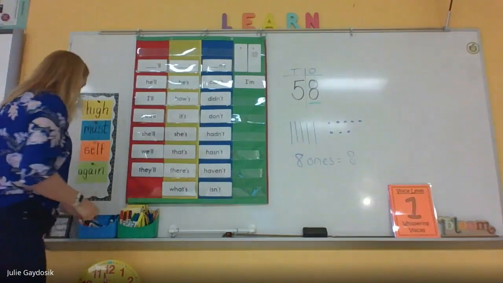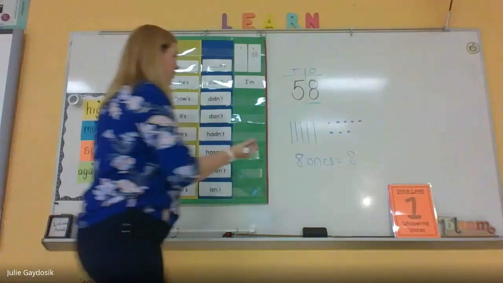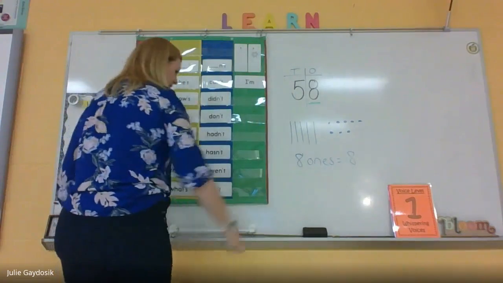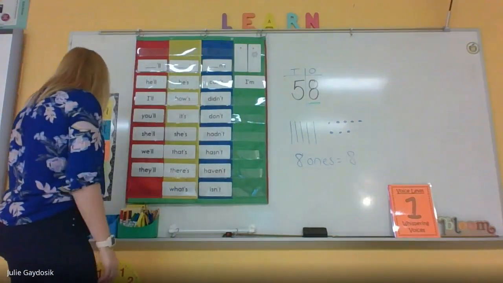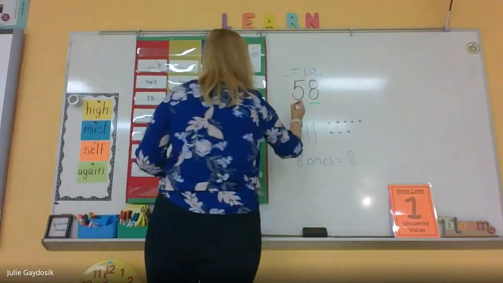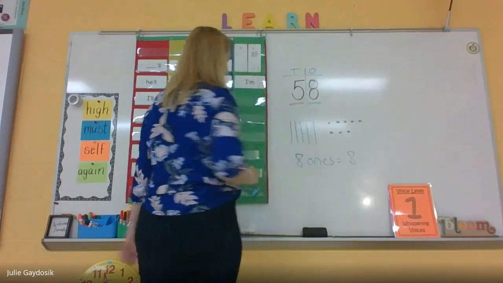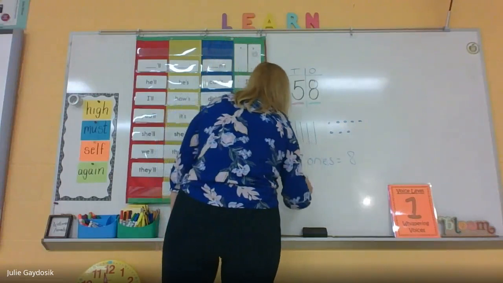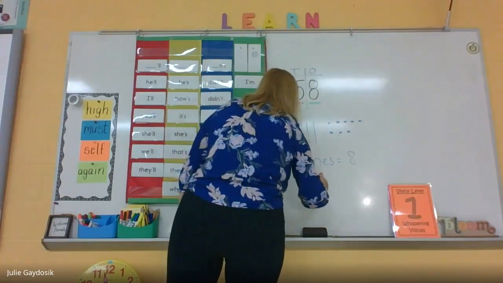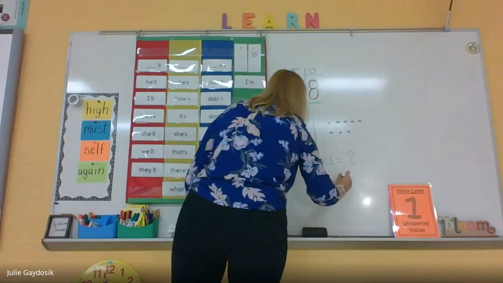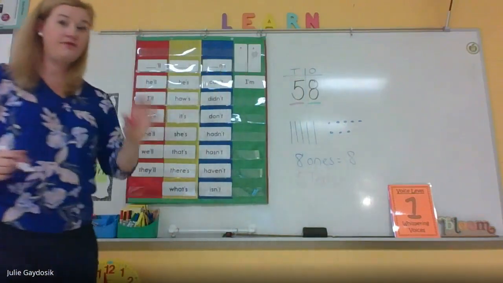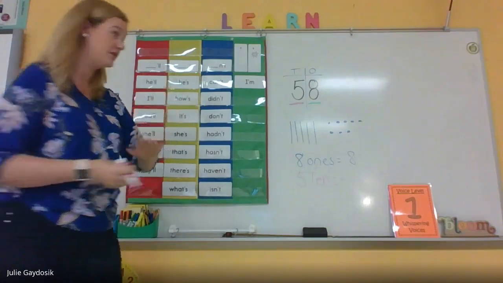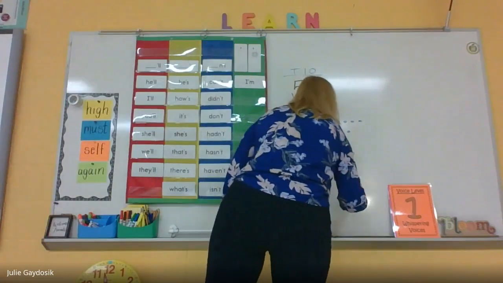Now, if I wanted to know the value of this digit here, whoa, you can't see that. That is a light color. That's a little better. I would say there's 1, 2, 3, 4, 5 tens. And remember, 5 tens is not worth 5. 5 tens is worth 5 tens. So 10, 20, 30, 40, 50. 5 tens is worth 50.